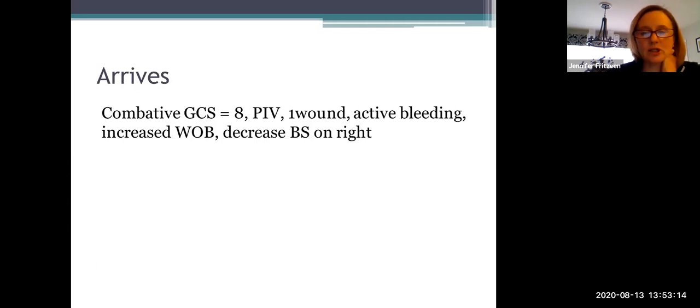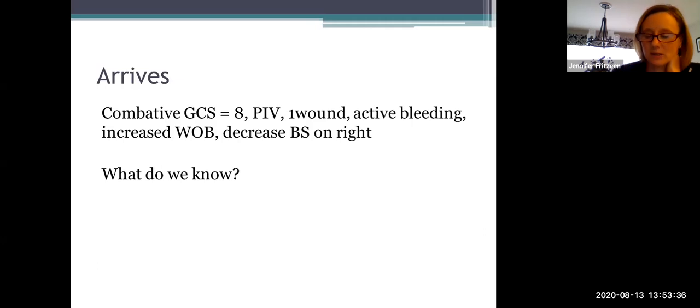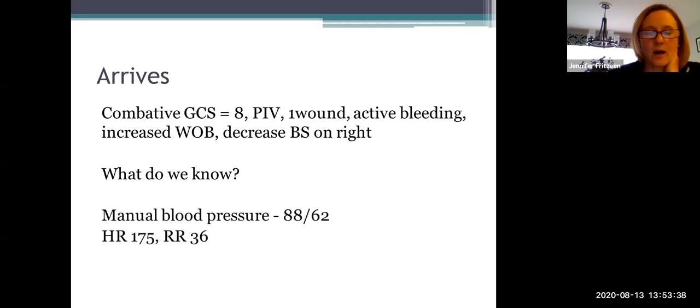She has active bleeding, she's losing blood. So where she is compensating right now, she's not going to be compensating very long. And we know that her ability to compensate is decreasing because her GCS is getting lower, which means she's not oxygenating her brain. And then just based on the work of breathing and breath sounds, most likely again a pneumothorax. And so it doesn't take a whole lot of information to figure out what's really going on. We get a manual blood pressure and she's 88/62. Her heart rate's 175 and her respiratory rate is 36.